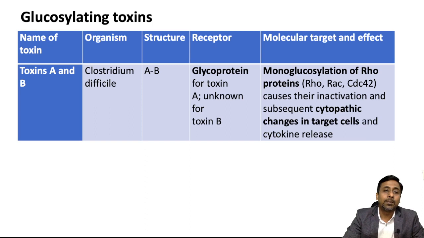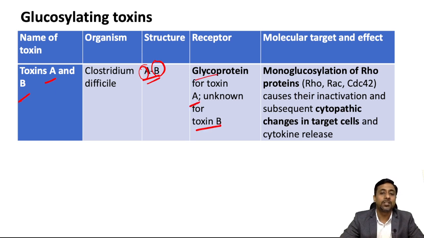Now, another type of toxin is the glucosylating toxin, and the toxins produced by Clostridium difficile will act in this way. These are toxins A and B. So Clostridium difficile produces two toxins, toxin A and toxin B. These are two separate toxins, and the structure for both of them is one A and one B. For toxin A the receptor is a glycoprotein. However, for toxin B the receptor is unknown.